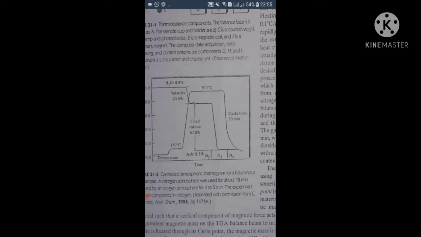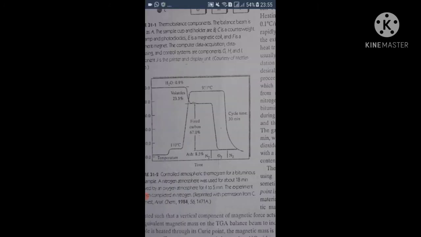Temperature accuracy is better than 1 degree centigrade with most furnaces, and temperature precision is typically plus or minus 0.1 degree centigrade. Furnaces are usually cooled by forced air. Most furnaces can be cooled from 1000 degrees to 50 degrees centigrade in less than 20 minutes.